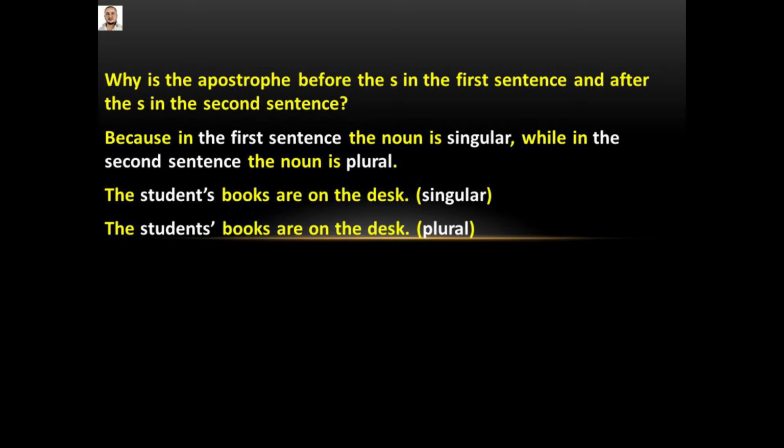Why is the apostrophe before the S in the first sentence and after the S in the second sentence? Because in the first sentence the noun is singular, while in the second sentence the noun is plural. The student's book is on the desk, singular. Student apostrophe S, which means one student. The students' books are on the desk, plural. Student S apostrophe, which means it's a plural noun. Two students or even 1 million, it's not a big deal. It's a plural. This is the possessive S.